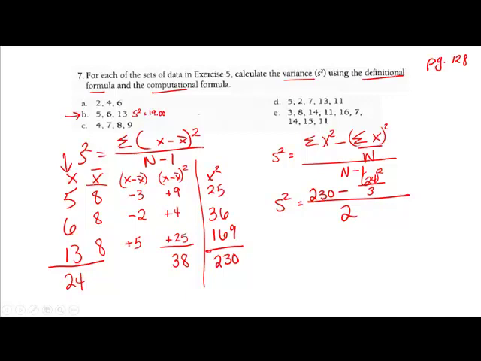24 squared is, I'm erasing to save space, 576. Before I can subtract that, I've got to do 576 divided by 3. Again, I'm erasing to save space. That's 192. Got room here. S squared: 230 minus 192, I hope it's 38, divided by 2 is 19.